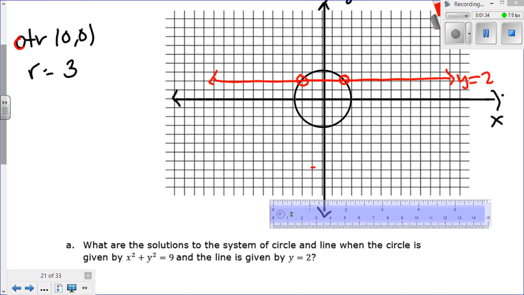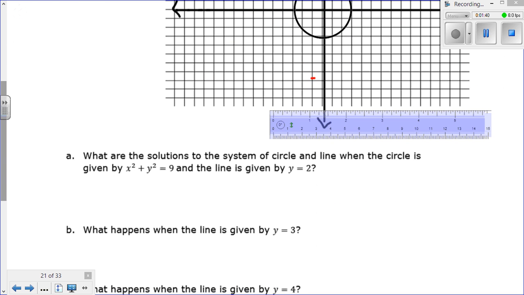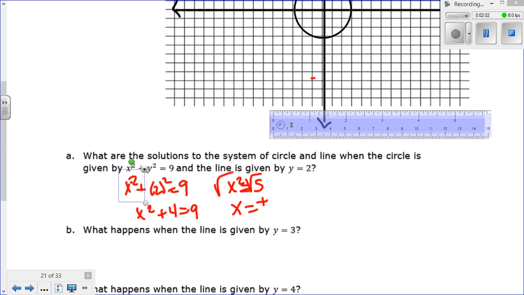So what I need to do is substitute in for y equals 2. So I have x squared plus 2 squared equals 9. So x squared plus 4 equals 9. So x squared equals 5, and I subtract. And so x equals, please do not forget the plus or minus radical 5.